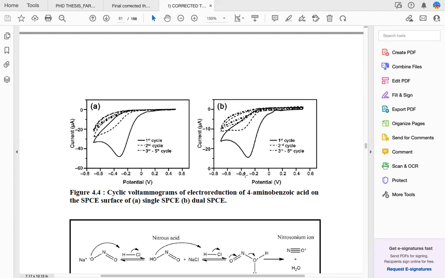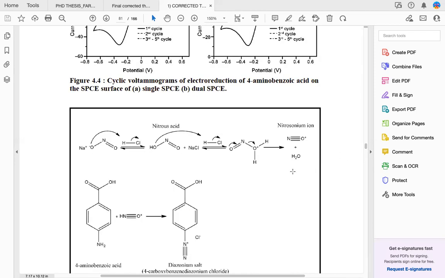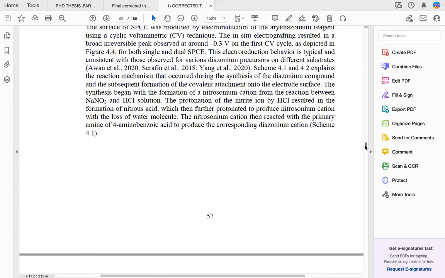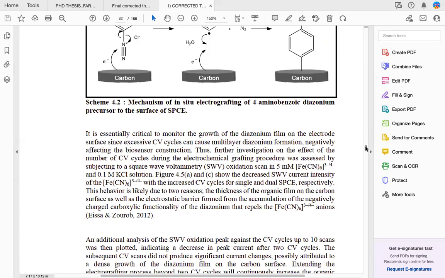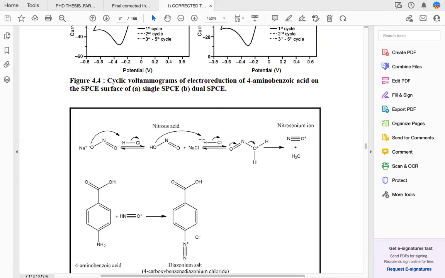Here he tried to explain the CV, and you can see there is chemistry involved, because he's using diazonium salt. This is good, it means that you know your chemistry. So you have figures, and it is supported with a scheme. When you put this kind of thing, it is called a scheme. You are trying to propose what happened during this process.